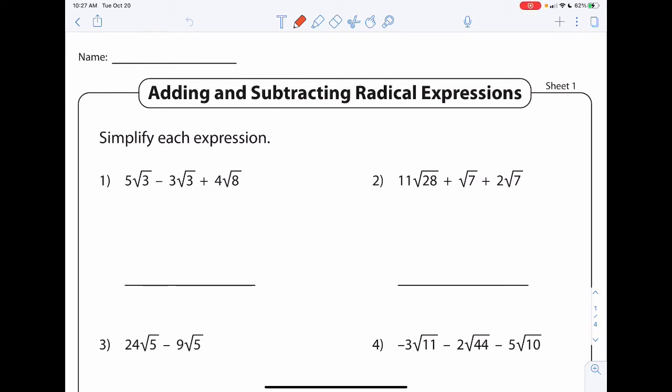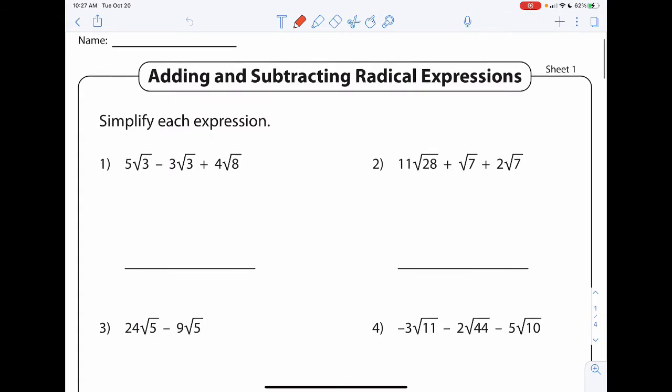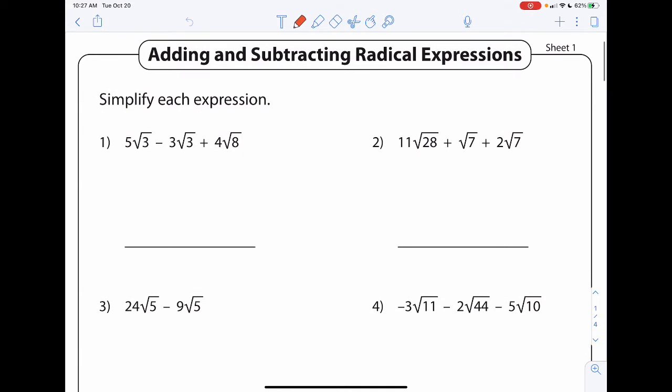Hey everyone. So in this video, I'm going to continue talking about adding and subtracting radical expressions, and I'm going to demonstrate for you using a couple of examples here how we plan to do that. So this first example here, we see that it's 5 radical 3 minus 3 radical 3 plus 4 radical 8. Well, the two radical 3's are going to go together, but the radical 8 is not matching with the 3. So let's simplify the 8 and see if we can get it to be a 3, right?